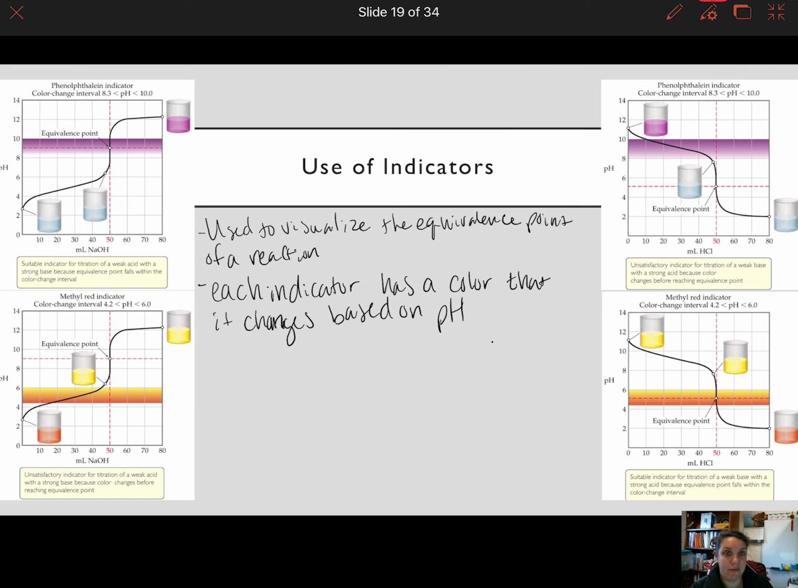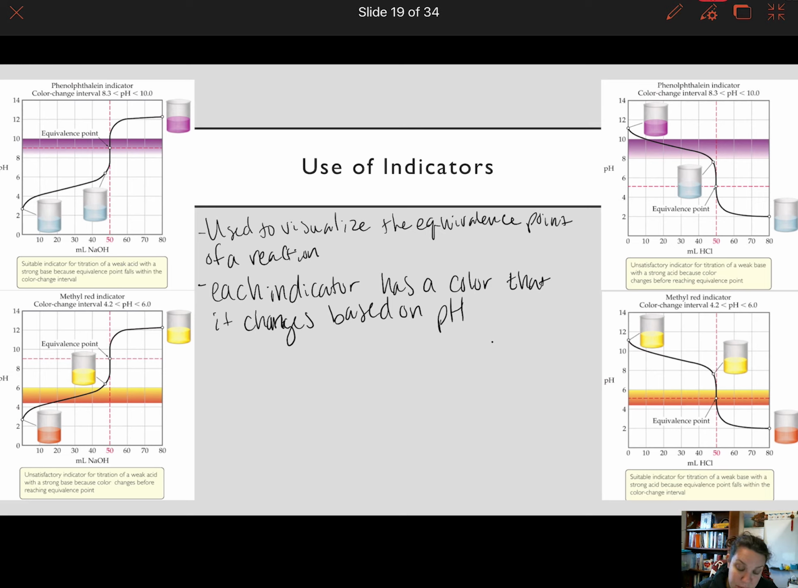So phenolphthalein is really good for a titration that has a basic equivalence point. If you're doing a weak acid titration with a strong base, phenolphthalein would be the indicator that you would use for that.